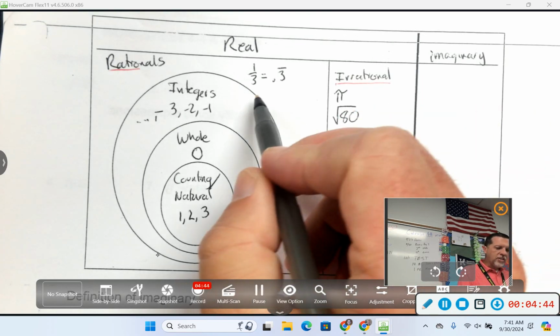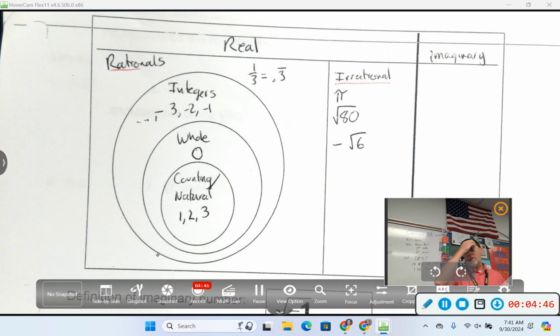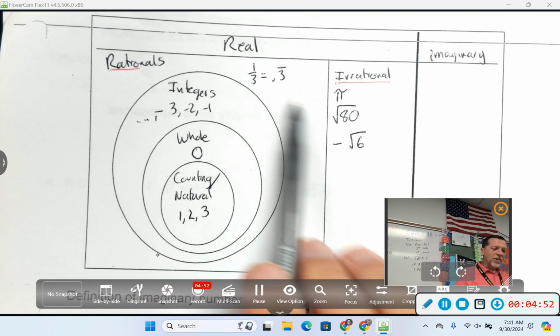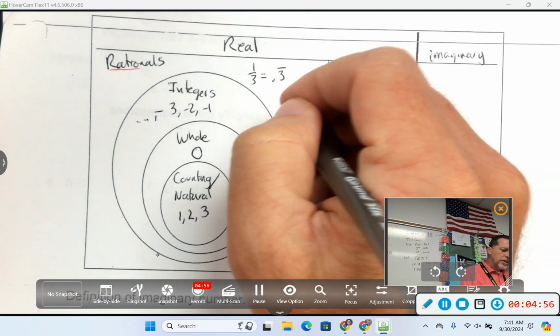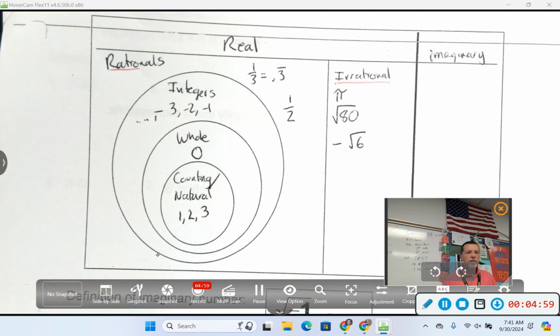What about fractions that are nicer than 0.3 repeating? Where does 2, 6, 1/2 go? Where does 1/2 go? Rationals, but it's not an integer, so 1/2.